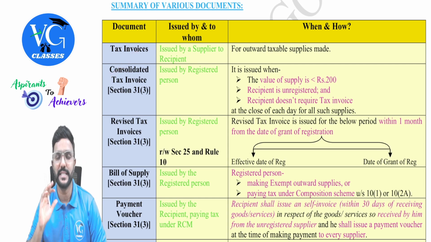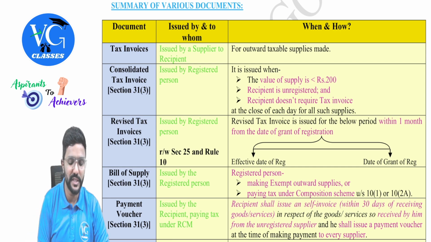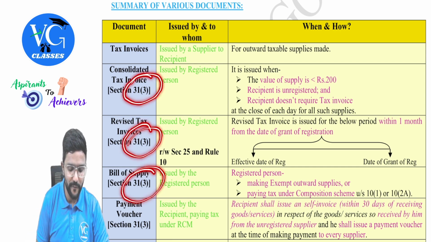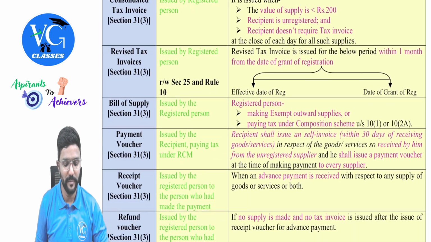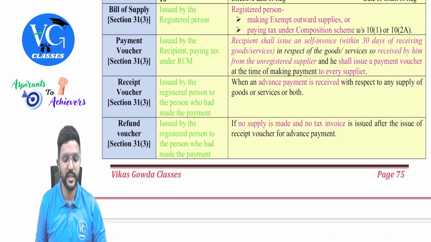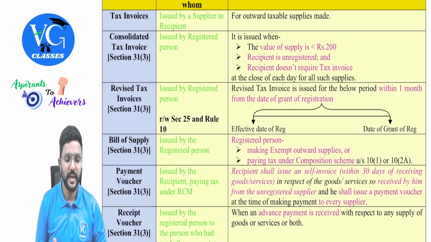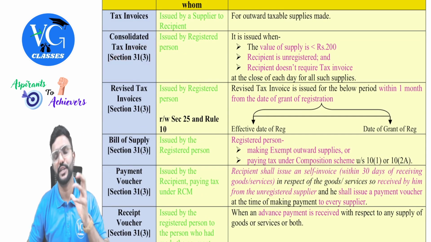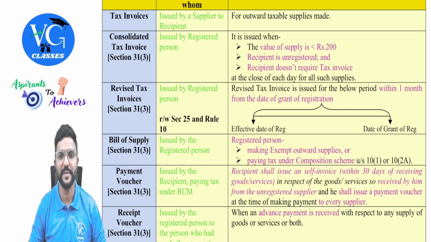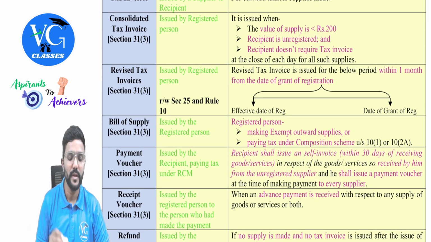Next, consolidated tax invoice. As I already mentioned, guys, under section 31 subsection 3, a number of different documents are covered. Now I will be explaining each of them. All these I have mentioned in the bracket are covered in section 31 subsection 3, guys. So which are those documents? One by one we will see.